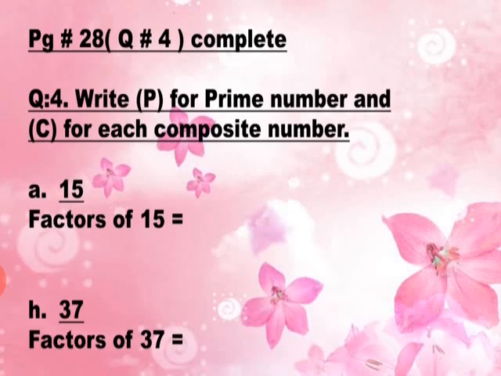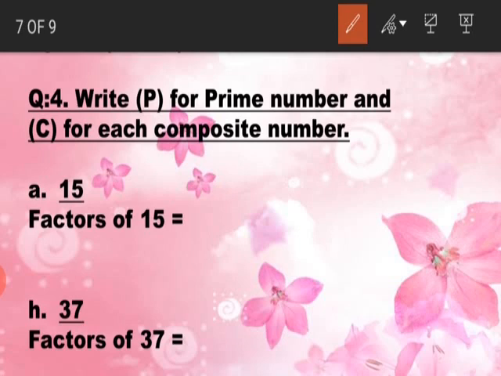So to find out whether it is a prime number or composite number, first we have to find out the factors. Okay. So as we already know, every number is a factor of 1 and itself, 15.